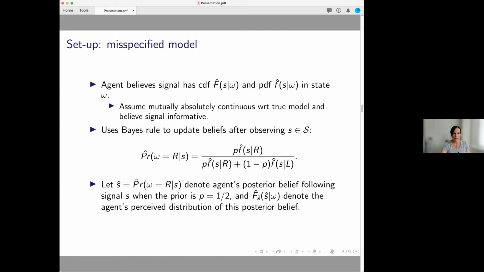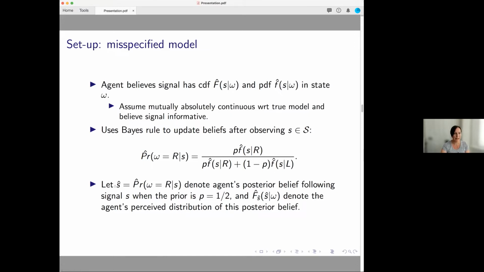And so their posterior belief that the state is R conditional on the signal S, again using the hat notation to denote the agent's belief rather than the correct belief, is simply applying Bayes' rule to the perceived signal distributions. One more little piece of notation. This isn't going to come into play until a little bit further down the road in the talk, but we can also think about the agent's perceived distribution of their posterior belief.